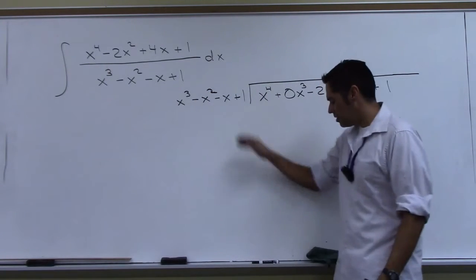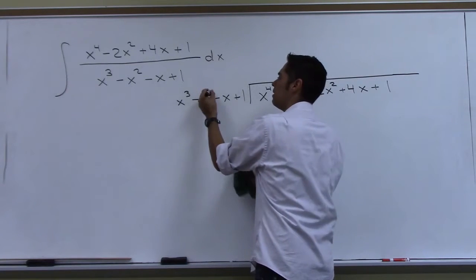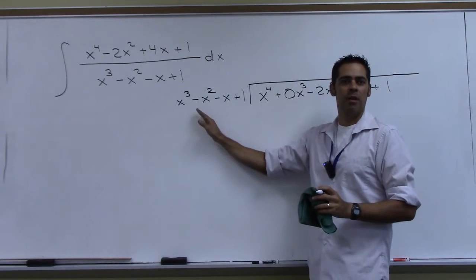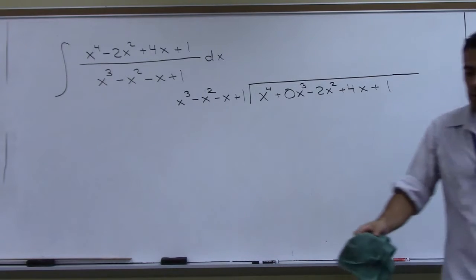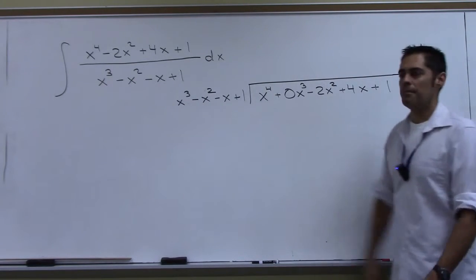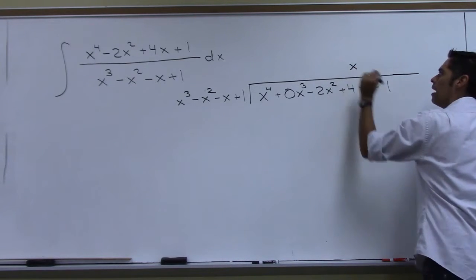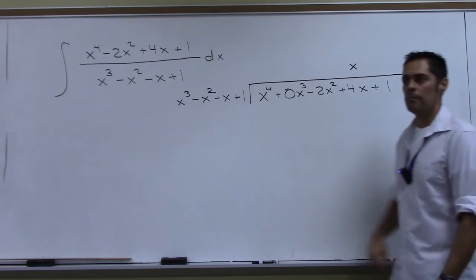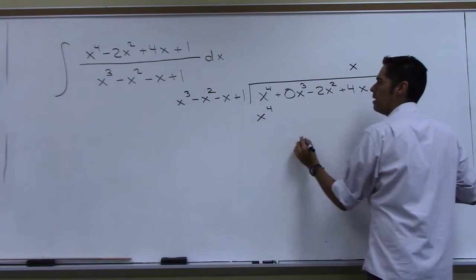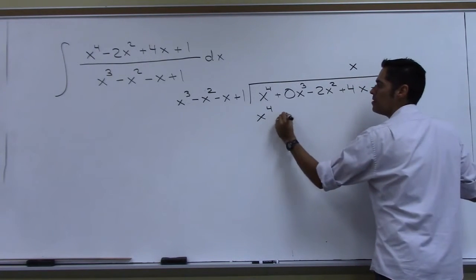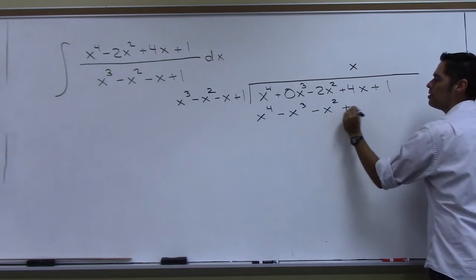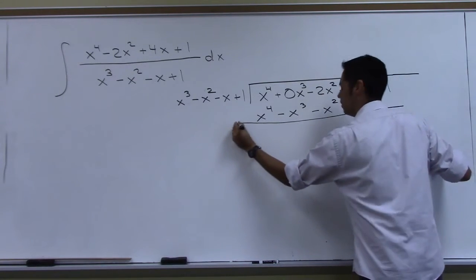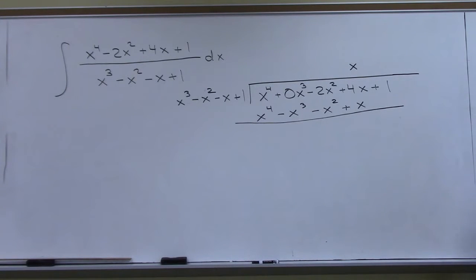If you're missing x terms in here, you do not have to put spaces in the one out here. It's more for in here, for keeping things lined up. Well, what do you multiply x cubed by to get x to the fourth? Just x. And then you have to multiply x times all these. So x to the fourth, then minus x cubed, then minus x squared, then plus x. Nobody has a problem with that? Everyone's comfortable with what I just did? Now, change sign.